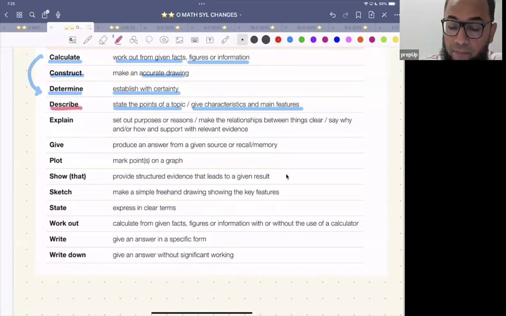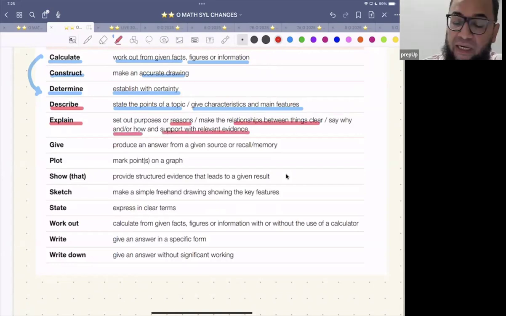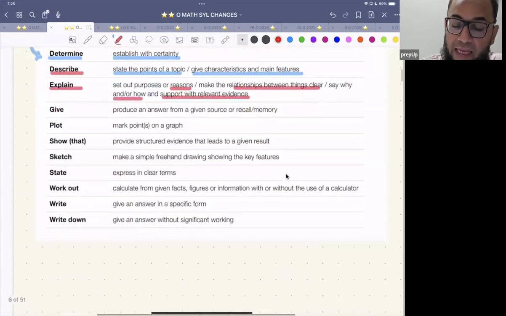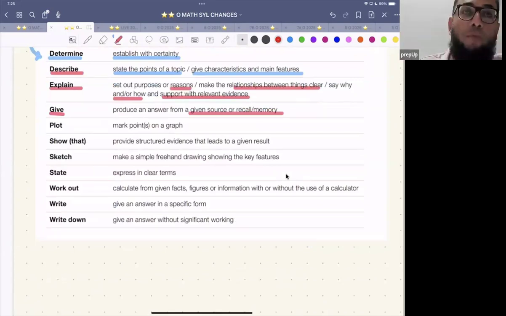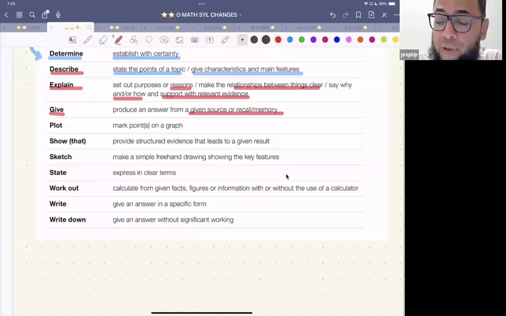Explain: set out purposes or reasons, make the relationship between the things clear, say why and how, and support with relevant evidence. Give: produce an answer from a given source or recall a memory. Give the relationship between radius and tangent. So we would say the radius is perpendicular to the tangent at the point of contact.